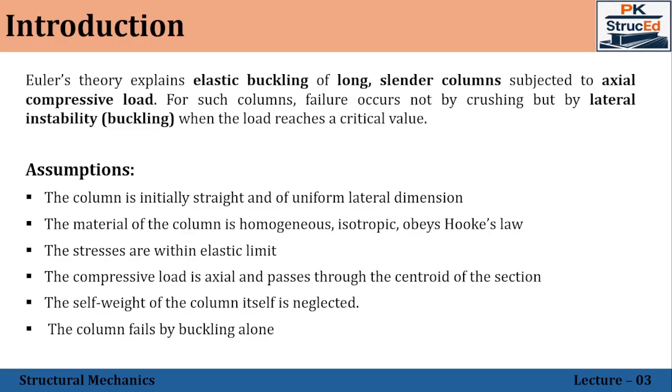Now, Euler's theory is based on several important assumptions. These assumptions must be clearly understood. Number one, the column is initially perfectly straight and it has a uniform cross section. The material is homogeneous and isotropic. It obeys Hooke's law. Here the stresses are within the elastic limit and the load is perfectly axial and concentric. As always, self-weight is neglected and the failure occurs by buckling alone. In practice, no column is perfectly straight, but these assumptions help us develop a theoretical model.